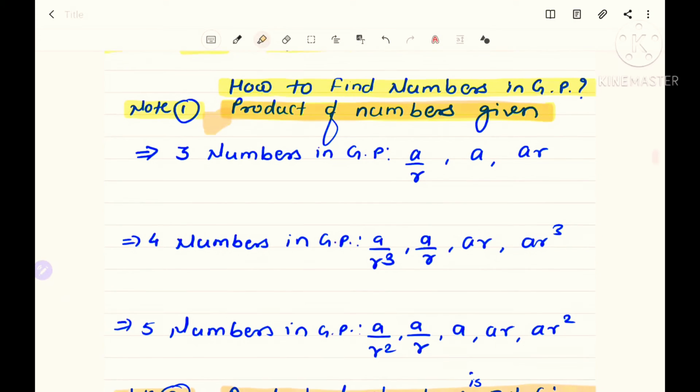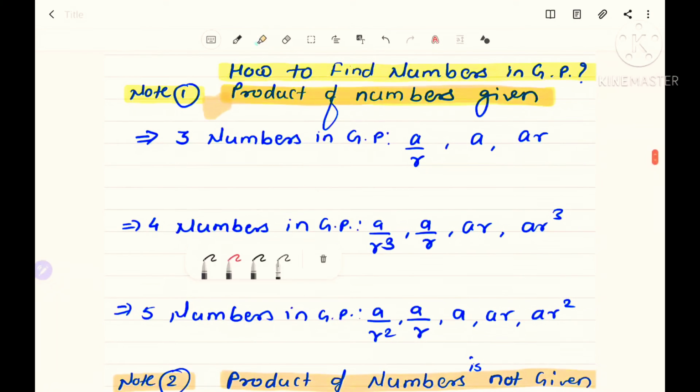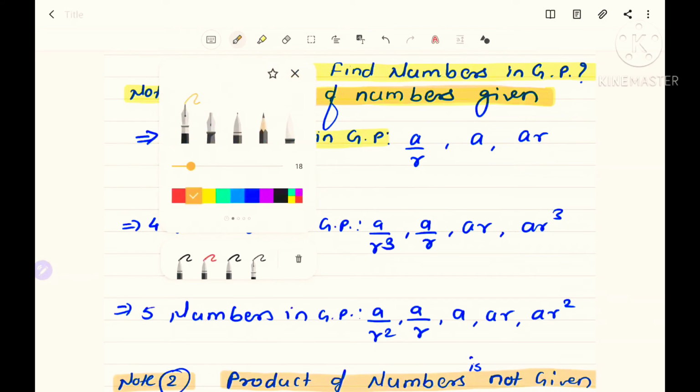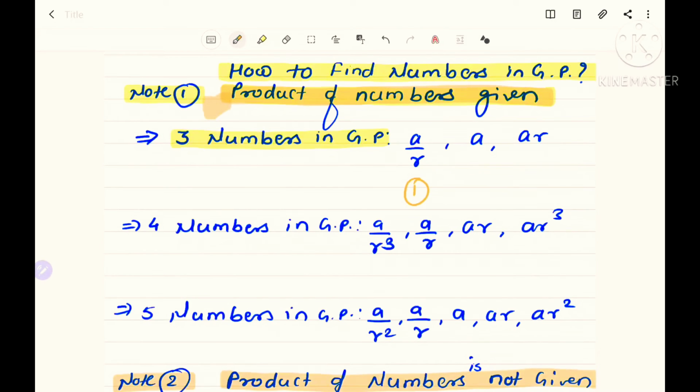If it is given, then this is note number 3. If it is a question of 3 numbers in GP, how to find the 3 numbers in GP? For that, please select the numbers in this way. This is the first number, A upon R. This is the second number, A, and this AR is the third number. So select the first number as A divided by R, the second number as A, the third number as AR, and simply follow the statement of the problem.